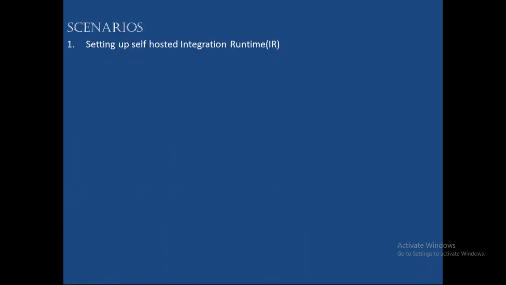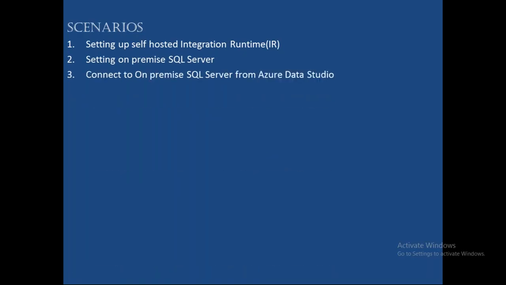Setting up self-hosted integration runtime. We are going to see how you can set up self-hosted integration runtime. Then setting up the on-premise SQL Server. Next, connect to the on-premise SQL Server from Azure Data Studio. We need to create some kind of table, because in real time the tables and SQL Server are all ready, but here we need to set up SQL Server.